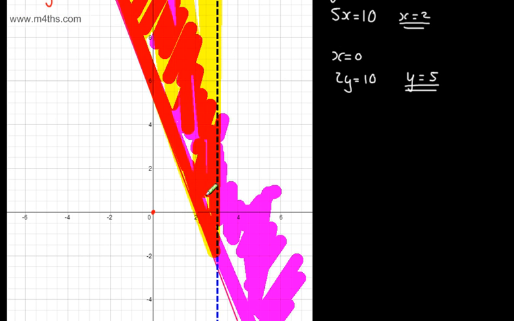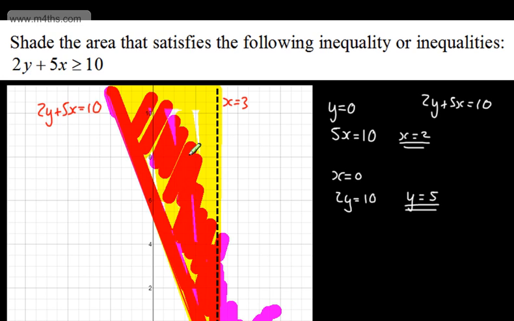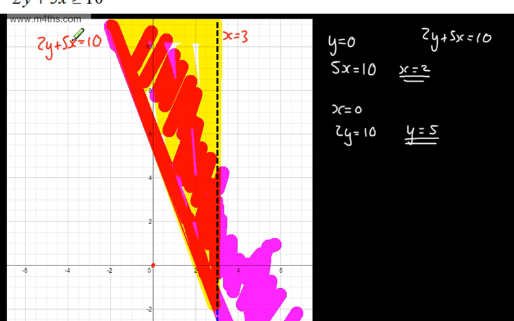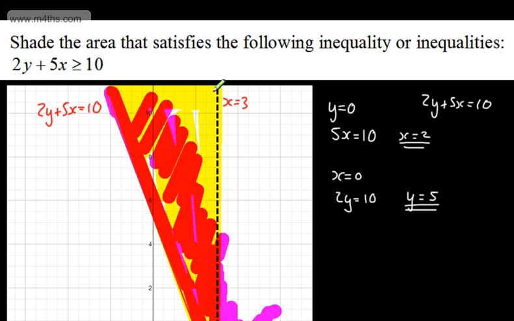So that now gives us those. Because if we look here, this side, it doesn't satisfy both inequalities. It satisfies one, but doesn't satisfy the other. Over here, it satisfies that x is less than 3, but doesn't satisfy that 2y plus 5x is at least 10. So there we go, shading 2. So slightly harder with that one.